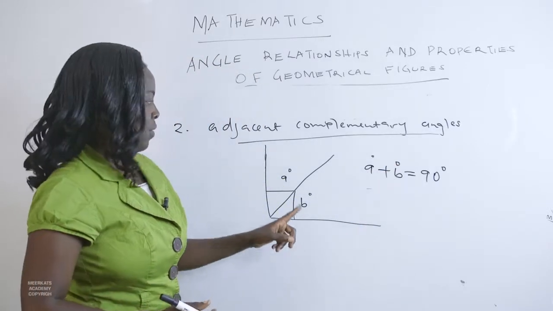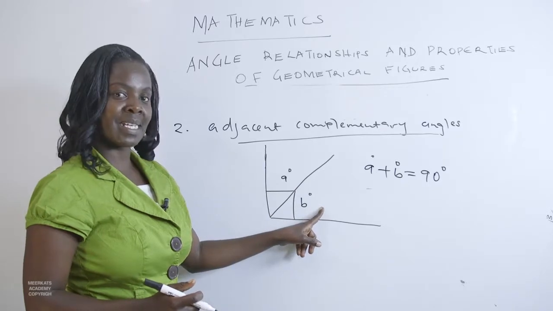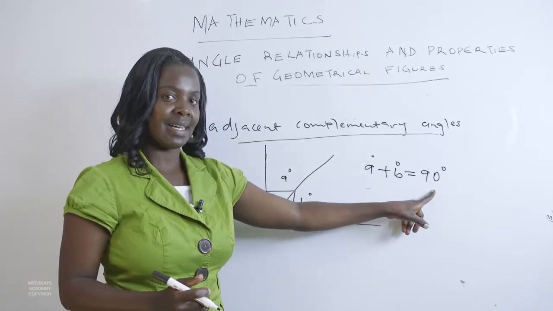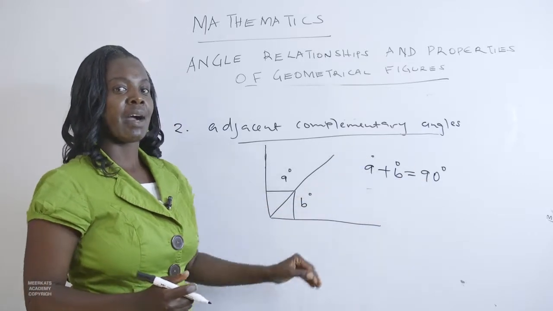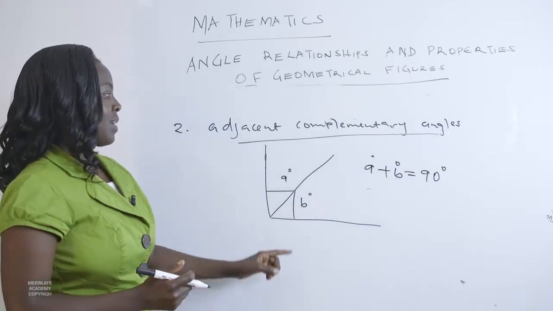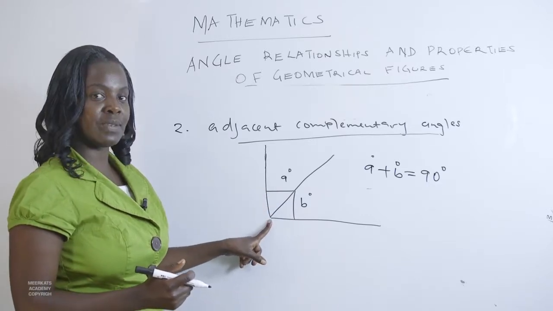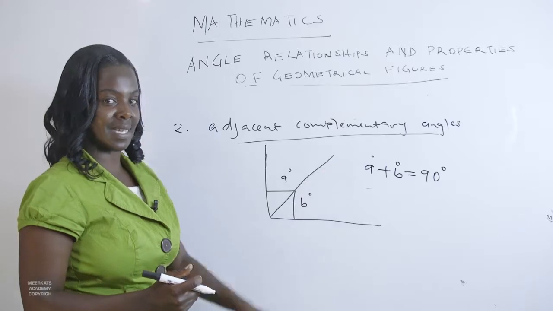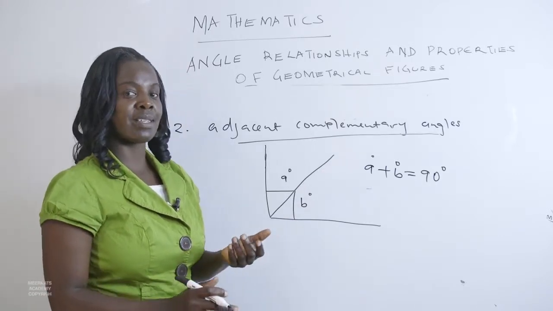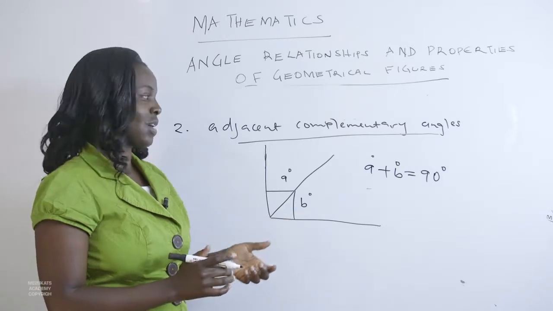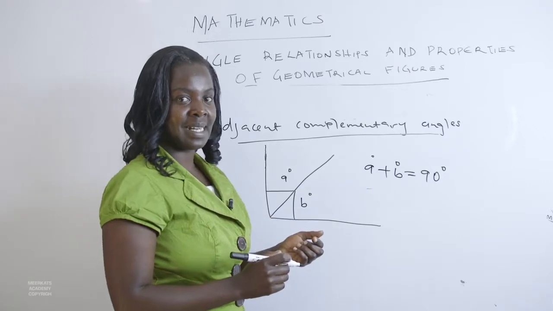That means when we add an angle measuring A degrees and an angle measuring B degrees, they should give us 90 degrees. When they give us 90 degrees, then we say those two are complementary angles. They are adjacent because they have the characteristic of a common vertex and a common side. But complementary angles do not necessarily have to be adjacent. We can have angles which are complementary but not necessarily adjacent.